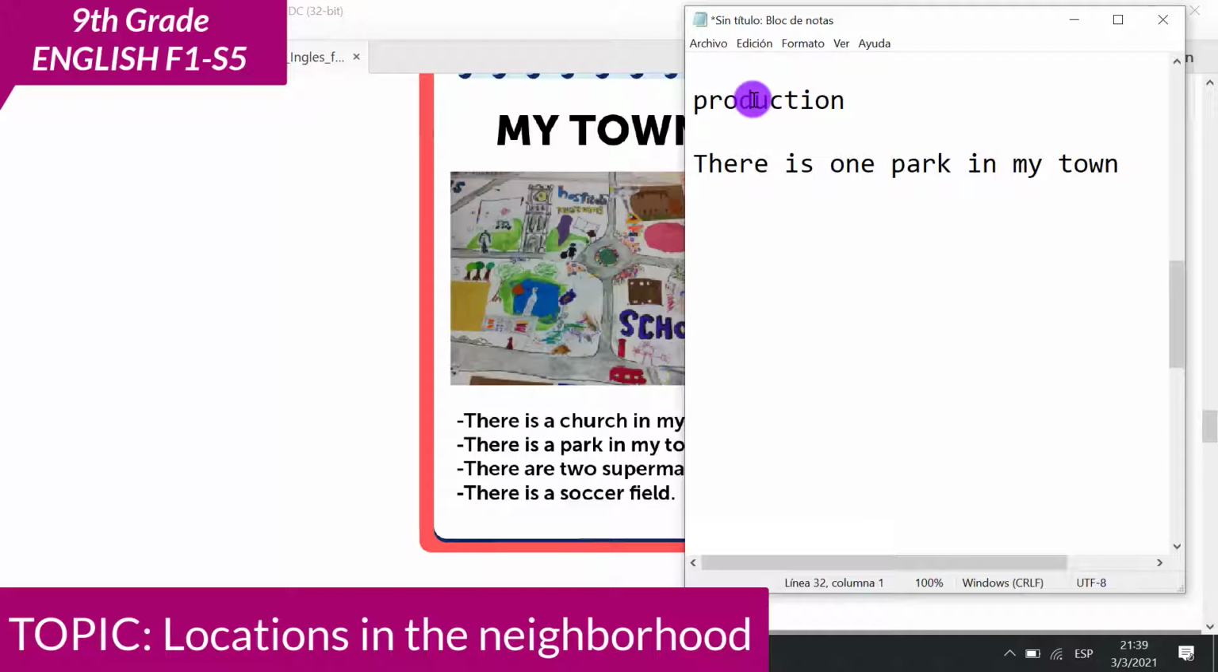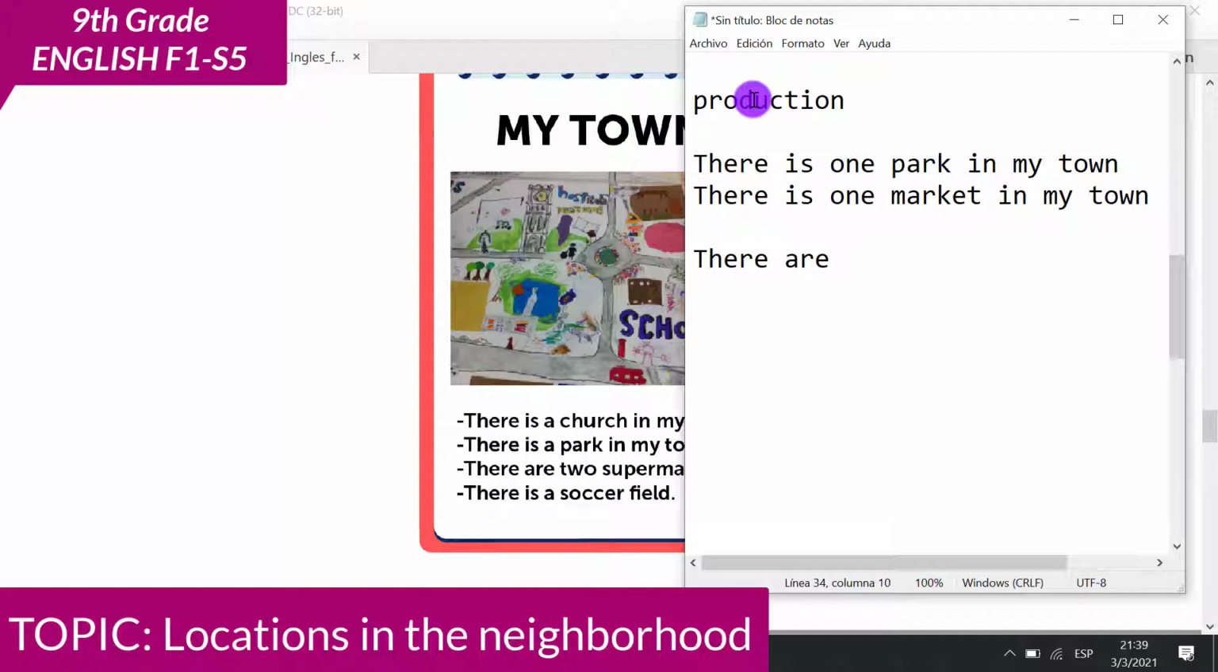Now, think about something that there is only one. Piensa de algo de lo que solo haya uno en Cara Sucia. There is one market in my town. Solo hay un mercado, yes? There is one market. Ahora piensa de algo que haya dos o más.